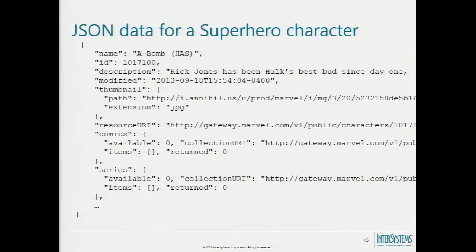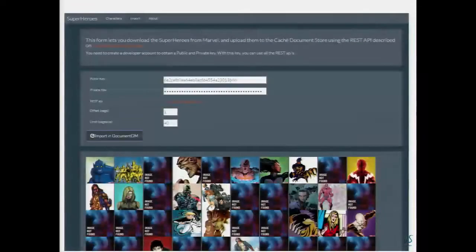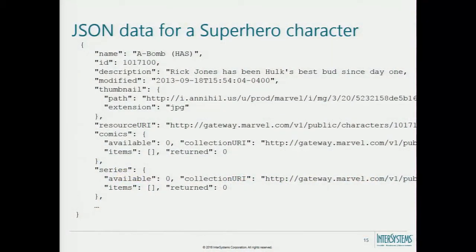But first, very interesting, maybe you've seen already some superheroes on TV. Well, this is really how they look like in JSON. But I really don't care because I'm going to import them in the document store and I'm just going to post them. I don't really care what's in there. Well, I do care about two fields: name and description, because I want to show that in my UI.